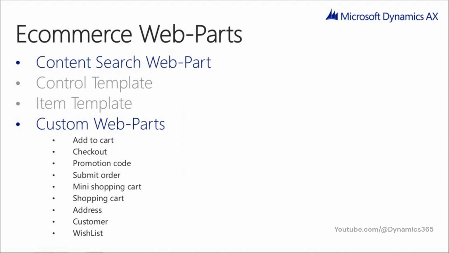There are two major types of web parts used in the e-commerce site: content search web part and custom web parts. Content search web part is a search-driven web part that surfaces content by looking up the SharePoint search index. The content search web part uses display templates to control which managed properties appear in the search results of a search-driven web part, and control the styling and behavior of those search results.